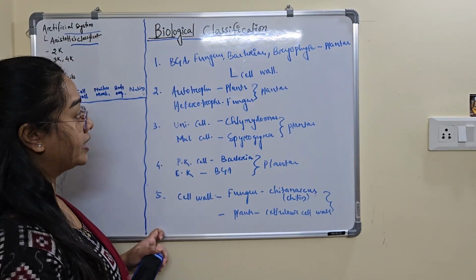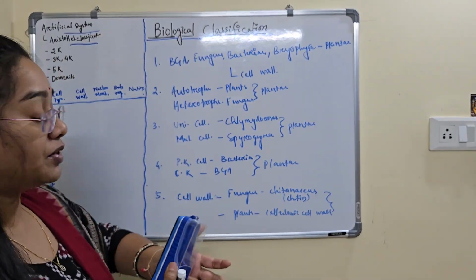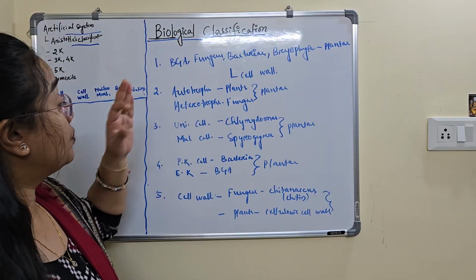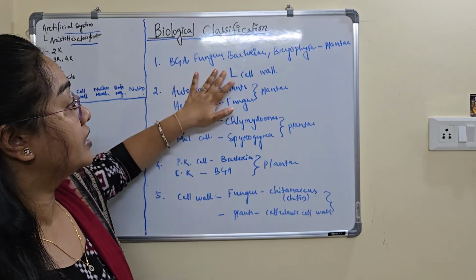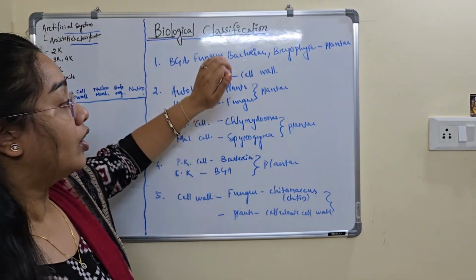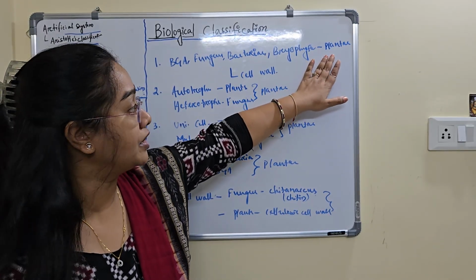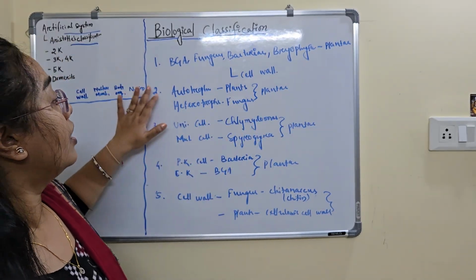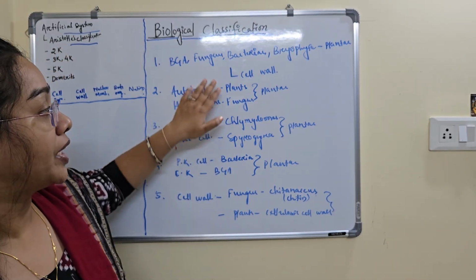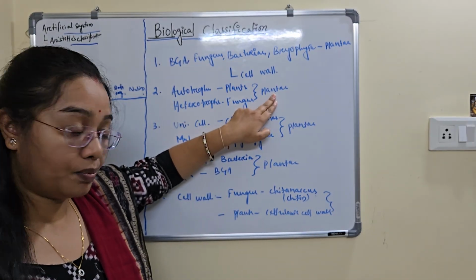Okay, so you got it. Now I'm talking about it. He put all the blue-green algae, fungi, bacteria, bryophyta, all the cell wall having organisms into only one group, that is kingdom Plantae. All the autotrophs and heterotrophs have been put together in the kingdom Plantae.